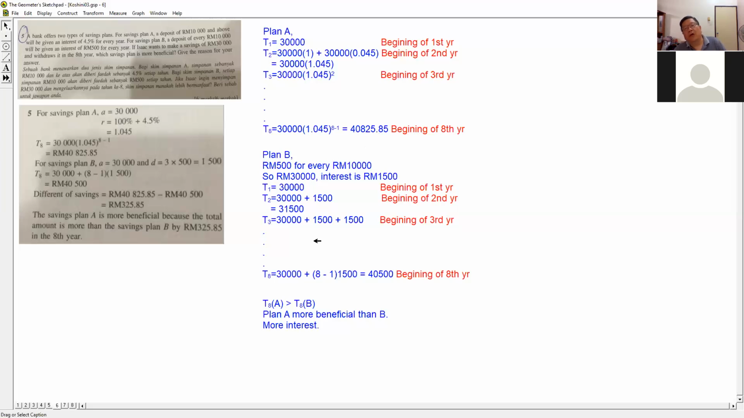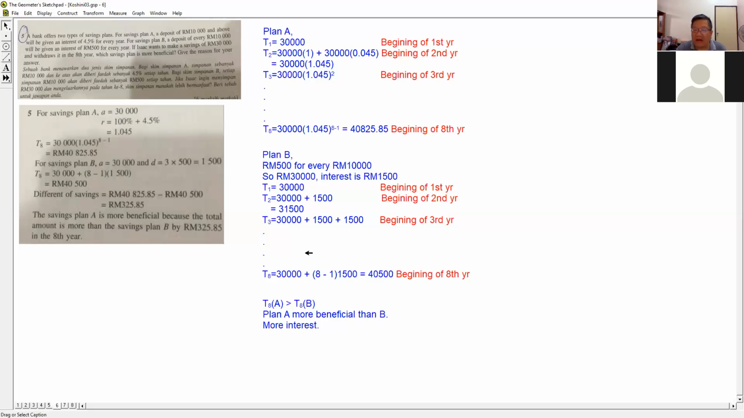Now plan B follows the arithmetic progression. So we have A plus n minus 1 D. The D is 1,500 because you have 30,000. So you are getting this amount, anytime during the 8th year. So A plus n minus 1 D is 40,500. Okay, so 40,500.